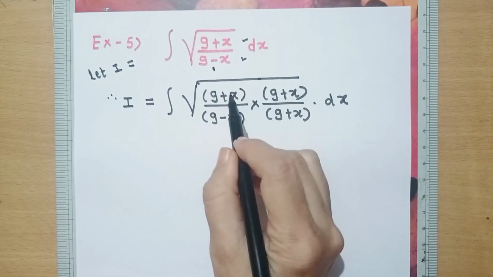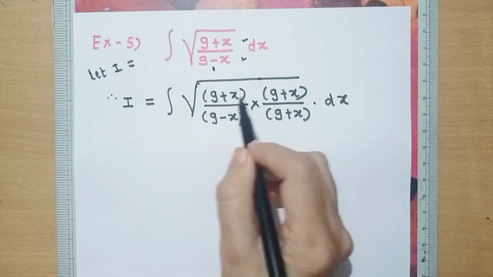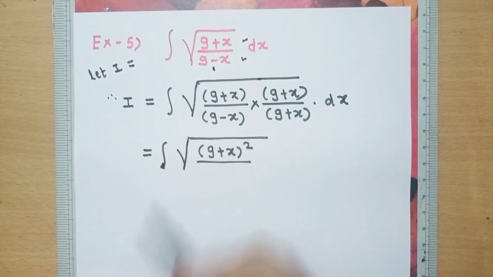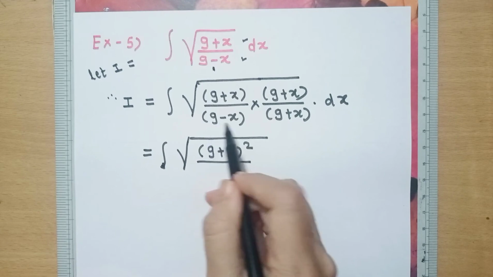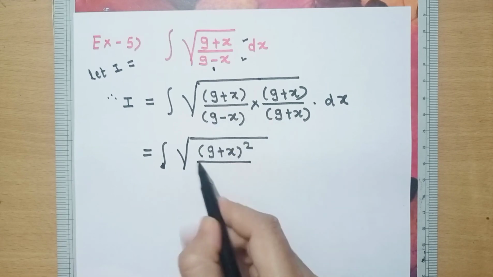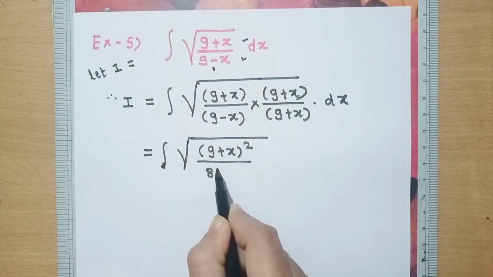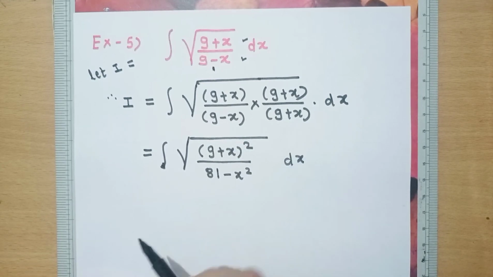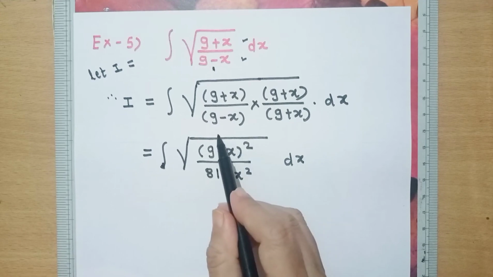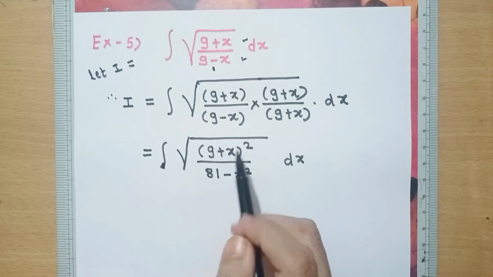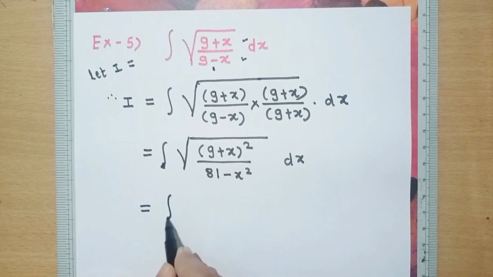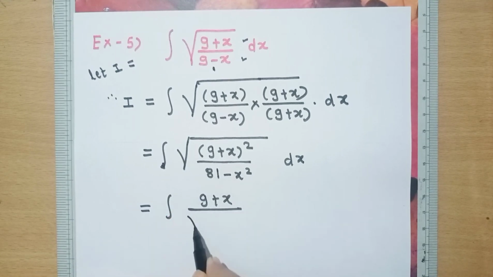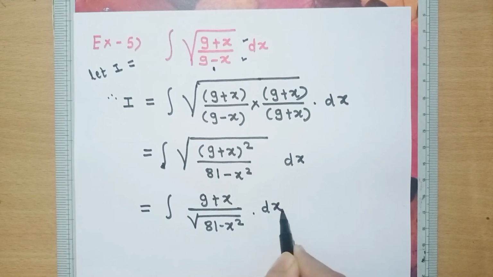Now multiply, same bracket twice, so bracket square, and here we will use a minus b, a plus b, that means a square is 81 minus x square, and here we will write dx. Now square term and root symbol get cancelled in numerator, and so simply we will write 9 plus x, and we will write this root symbol in the denominator only. So 81 minus x square dx.